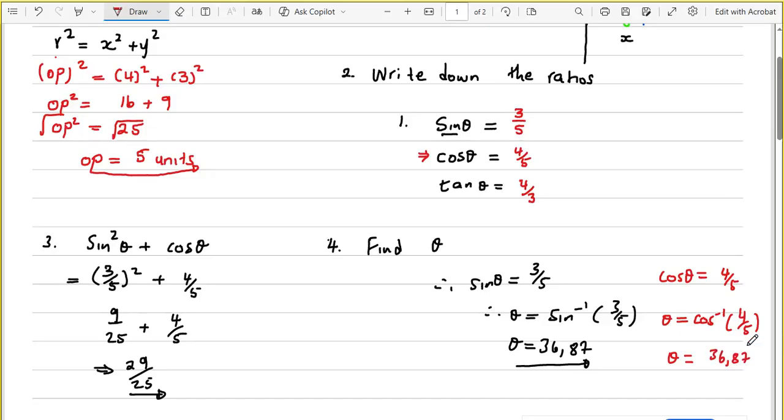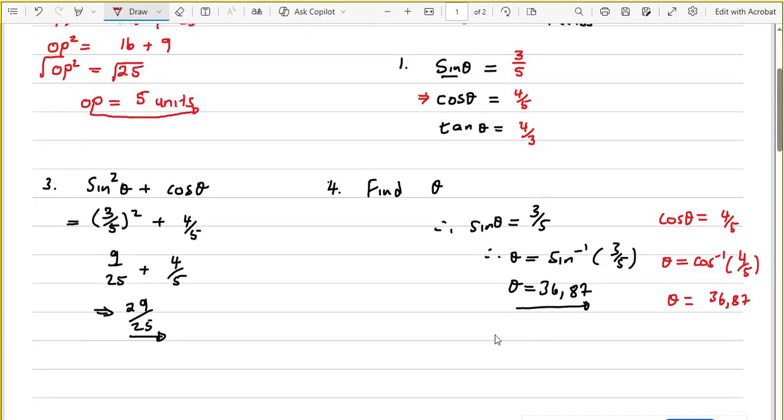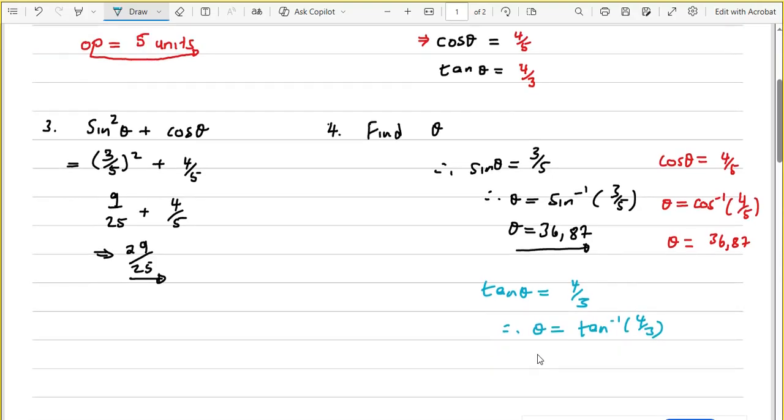This tells me that we're going to get the same answer if we use the tan of theta. If we use the tan of theta, this should give us the same answer. So if I say the tan of theta is equal to 4 over 3, therefore theta will be the tan inverse of 4/3. Can you please try and work this out? Tell me what you get.